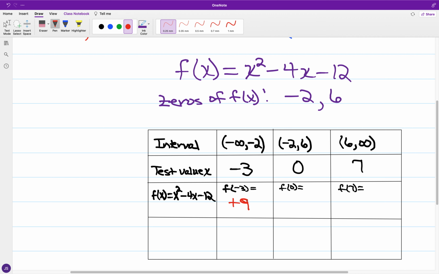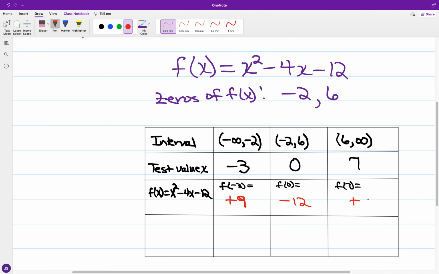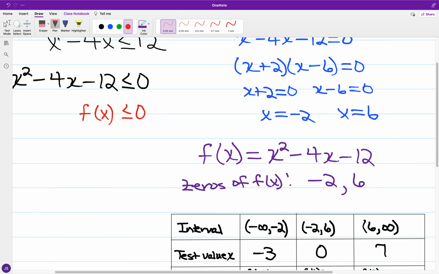And we have f of 0. So we got 0 minus 12. So f of 0 is equal to negative 12. And then 7 squared is 49. Negative 4 times 7 is negative 28. So 49 minus 28 is going to be 21. Take away 12. So you have f of 7 is equal to positive 9.